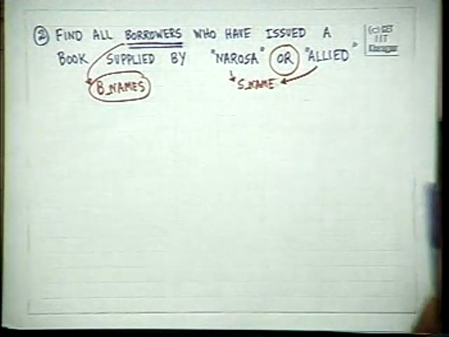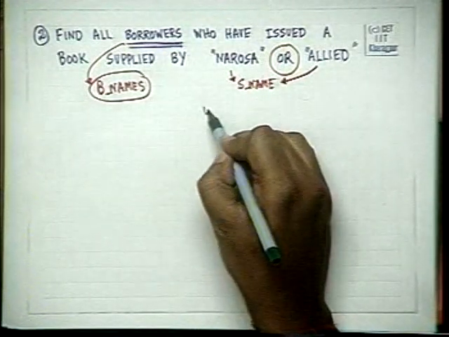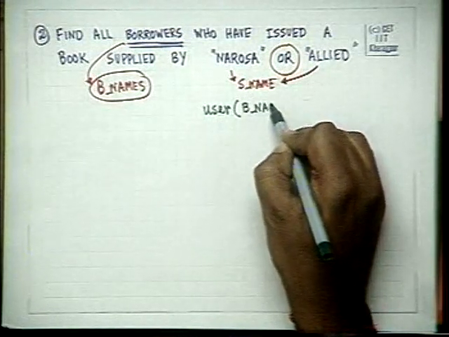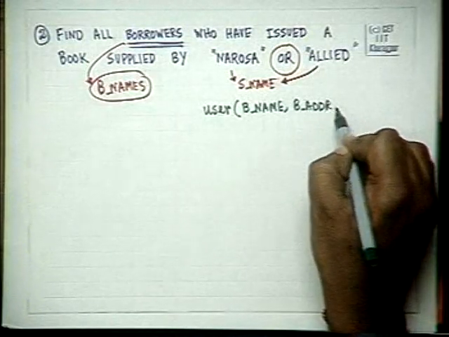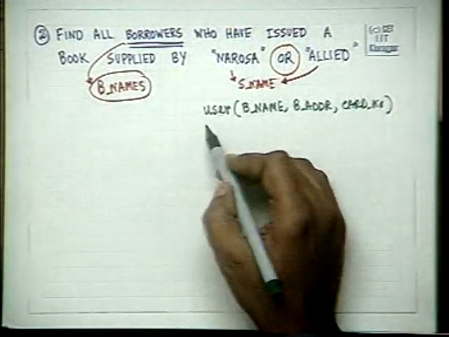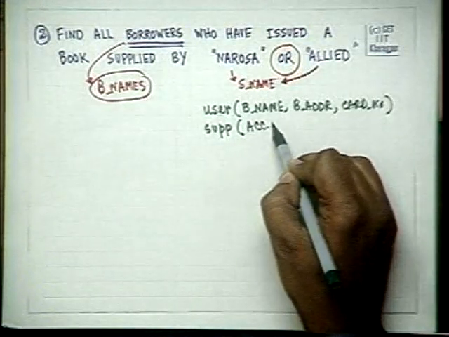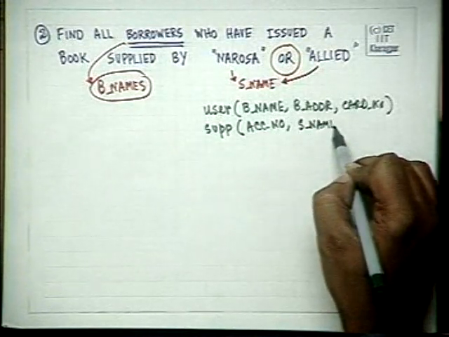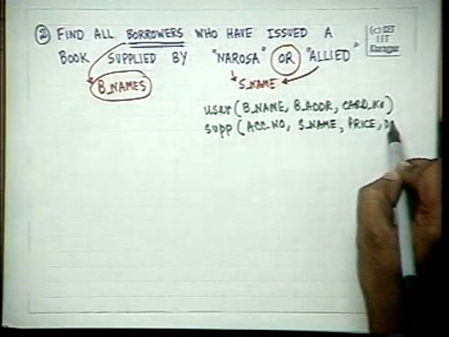Now what are the relations where we will get these results? We have got the user relation where we have got the borrower name, borrower address and card number. We have got the sup relation where we have got the accession number, we have got the supplier name, and we have got price and date of supply.